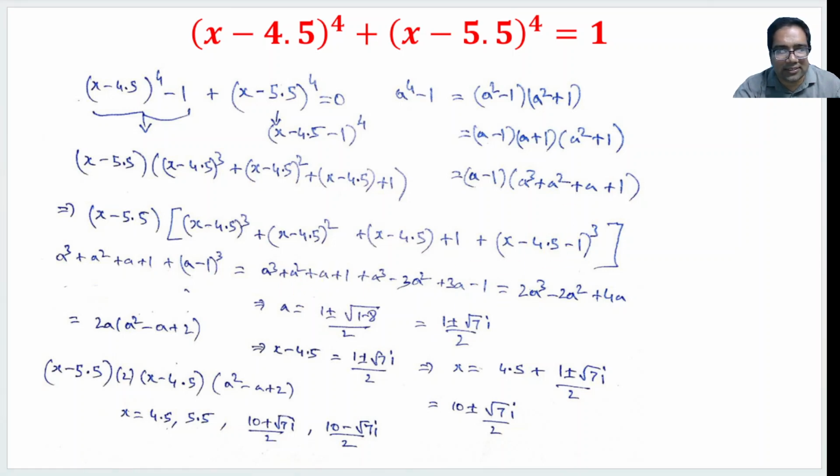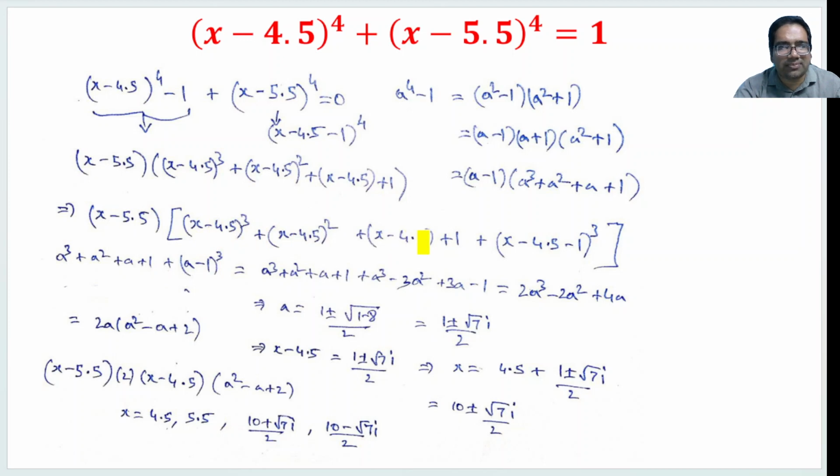Let us write this like this. This one, x minus 5.5, is one of the factors. Right, this we already know. Now let's try to factorize the inside one. We should get one x minus 4.5 and the remaining two other factors from this expression.